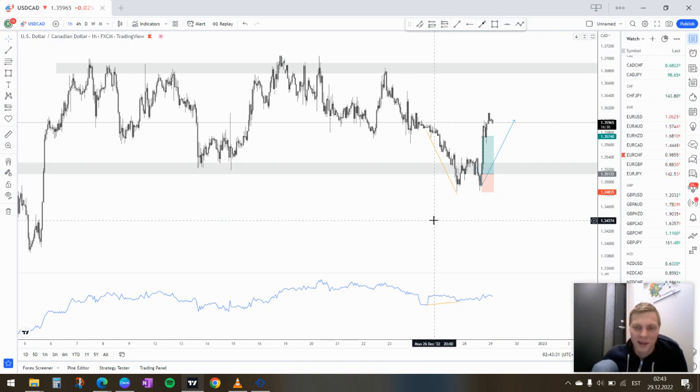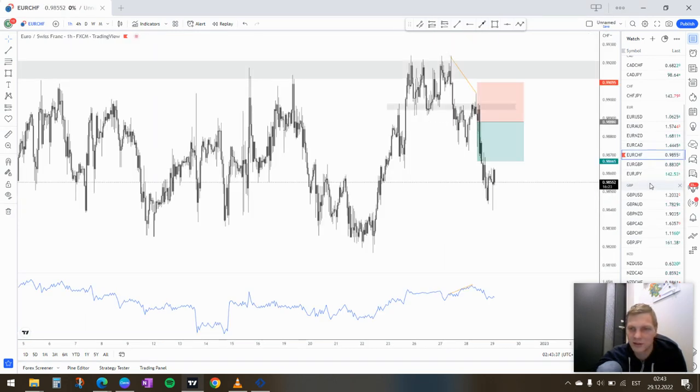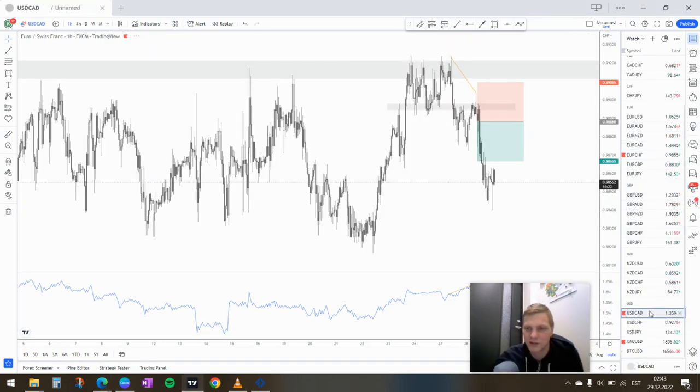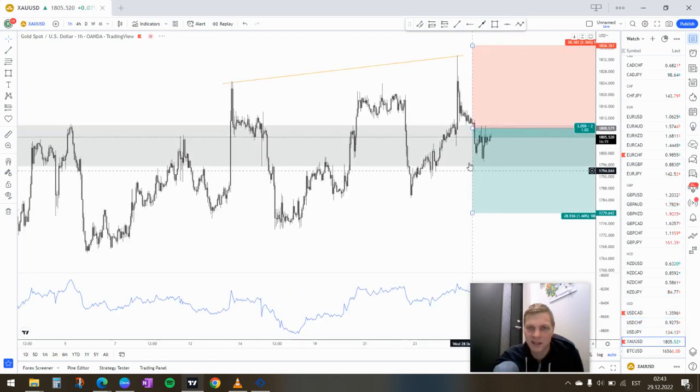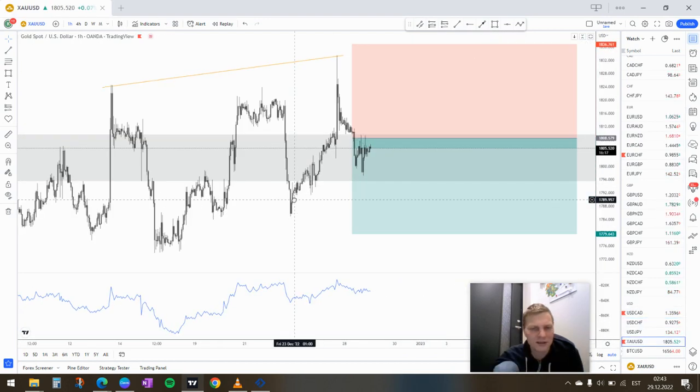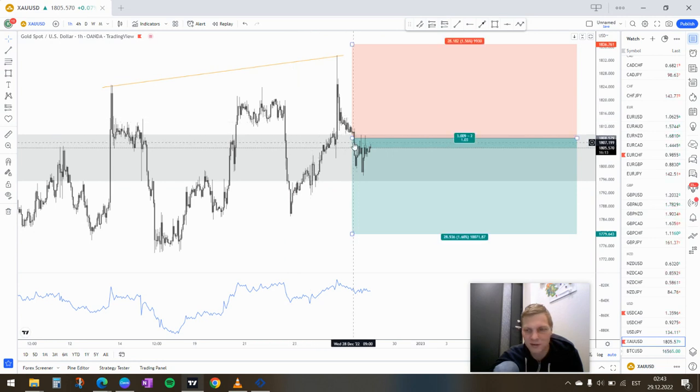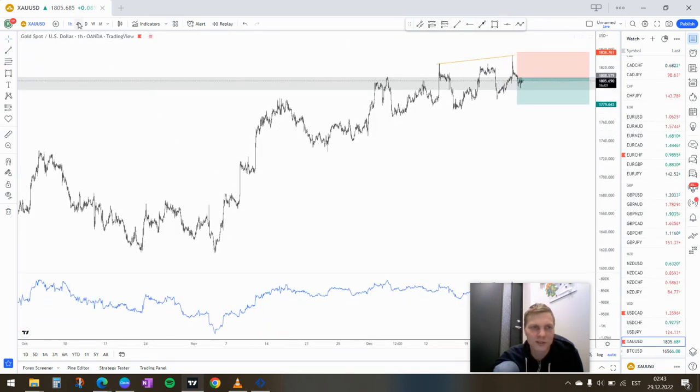That's huge, and that's a mindset perspective thing. But these are the two trades I took, Euro CHF and USD CAD. I'm still in this trade. I took this trade today, right? Well, yesterday technically.